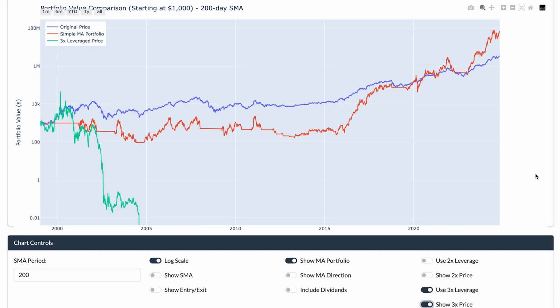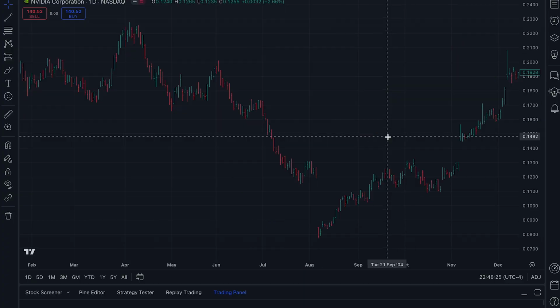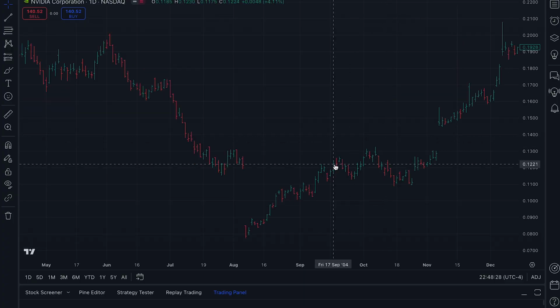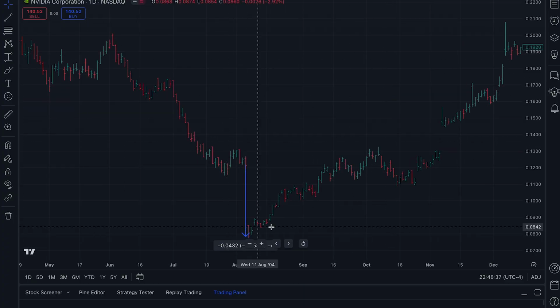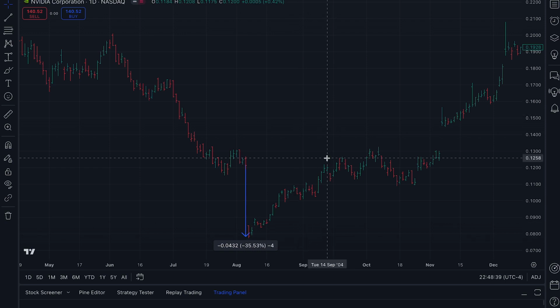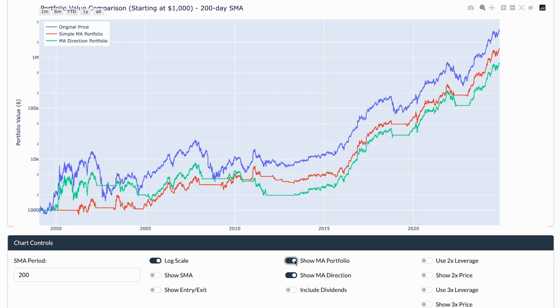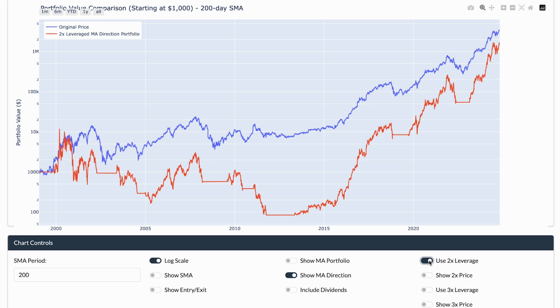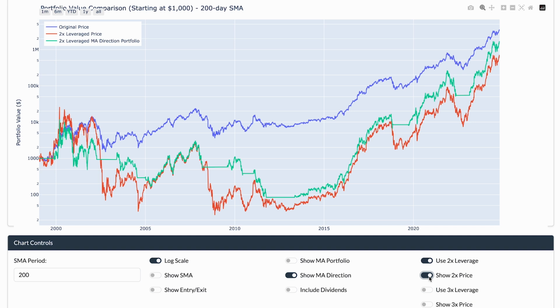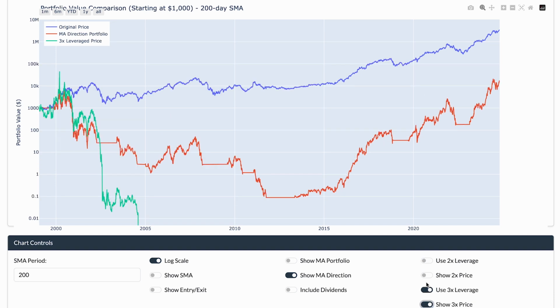And in this case, the 3 times ETF actually went to 0, because if we look here in August of 2004, it declined over 33% in a single day, enough for the leveraged 3x version to go completely negative, therefore to 0. What about the other strategy? Slightly worse in this case, but if we apply leverage, it gets even worse, underperforming the base in its entirety, though still outperforming 2x base, and same for 3x.